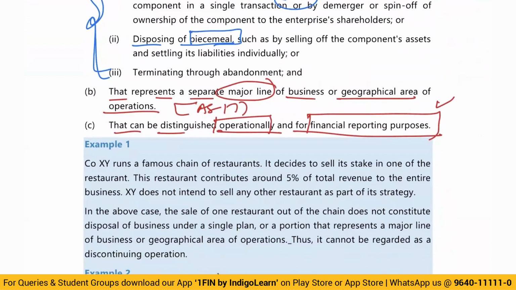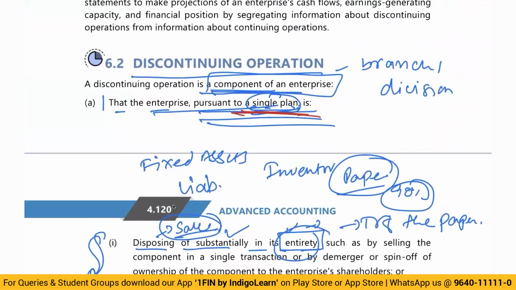Now please understand, it has to be a major line. If I'm selling off a small one, closing down one branch out of 100 branches, or closing down 2-3 branches out of 100 branches, that is not a major line of business. So what you need to understand is, if I am not selling off a major geographical area or major business line, then it does not come into the category of discontinuing operation. Okay, so this definition, please make a note of it and try to learn it.